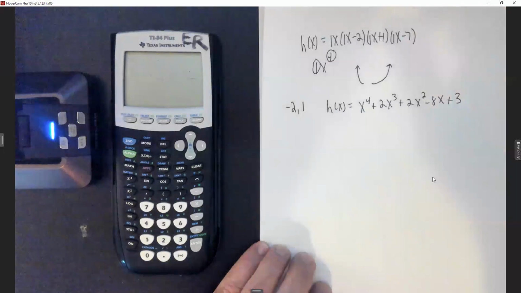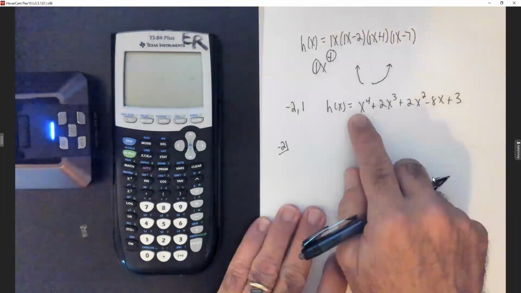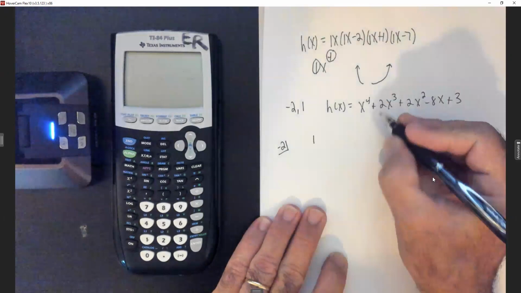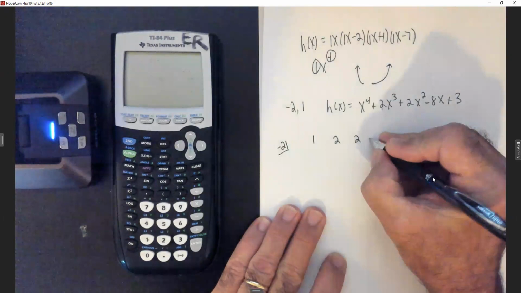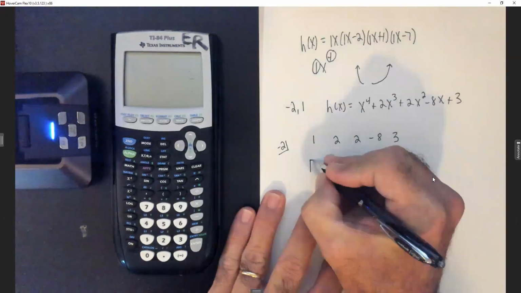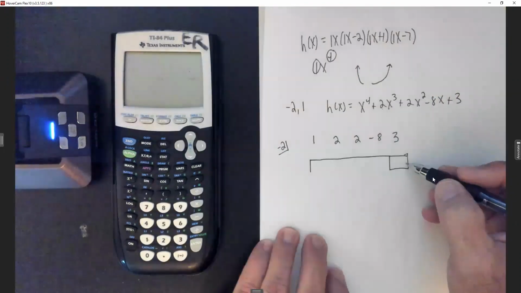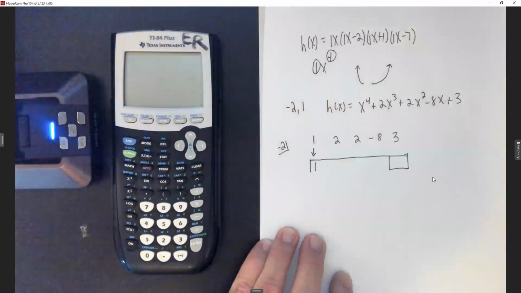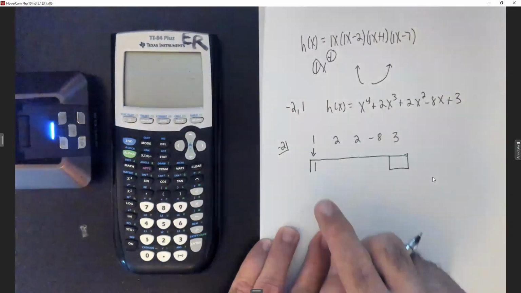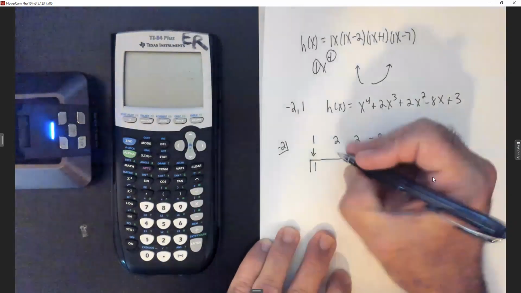So let me run the -2 since it's first. I'll do -2. Remember, we got to write down all the numbers. So I got a 1 for the x4, a 2, a 2, a -8, and a 3. So let me draw my little box. So I'm looking for a 0 remainder in my last box, okay? So synthetic division, you bring the first number down every time. Anytime a number's down here, you multiply by the C to get the next number in the column. So 1 times -2 is -2. Then I add 2 and -2. I get a 0.